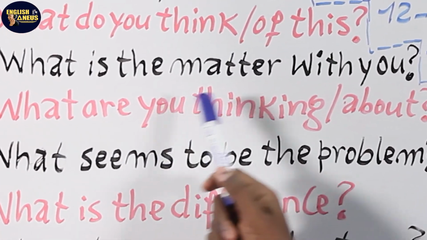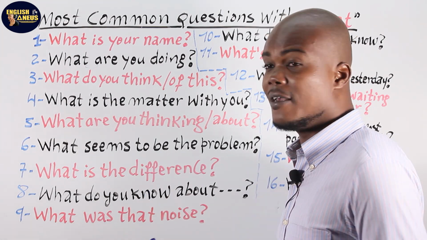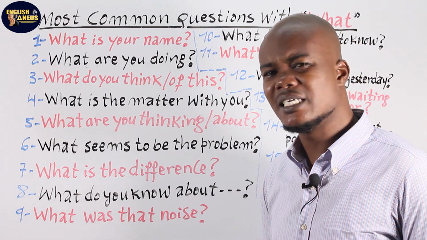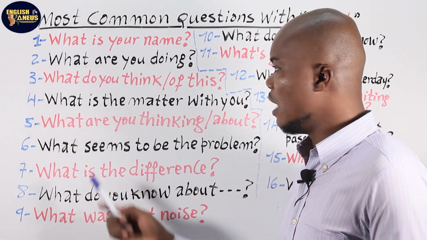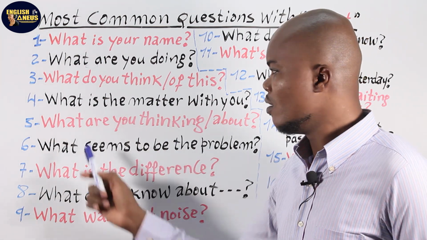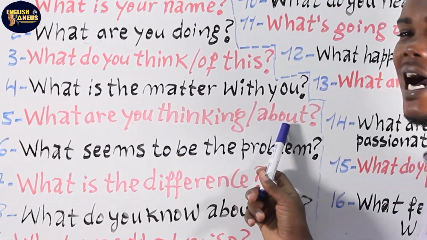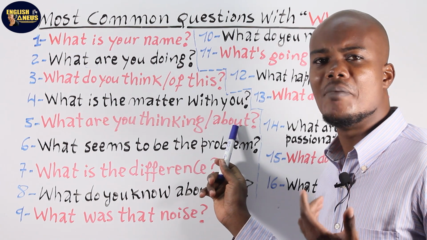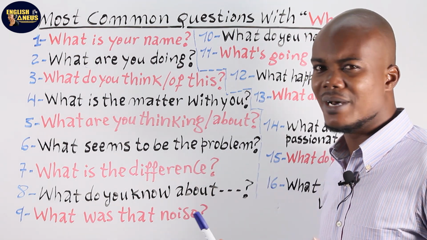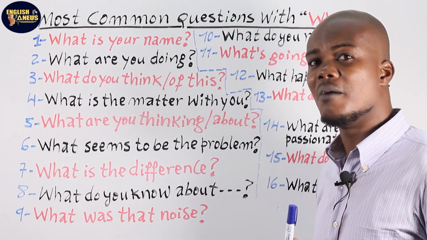And sentence number 5: what are you thinking? What are you thinking? À quoi tu penses? Qu'est-ce qui se passe dans ta tête? Quand on parle rapide, on dit what are. What are you thinking? On dit aussi: what are you thinking about? About, c'est a plus out. About.